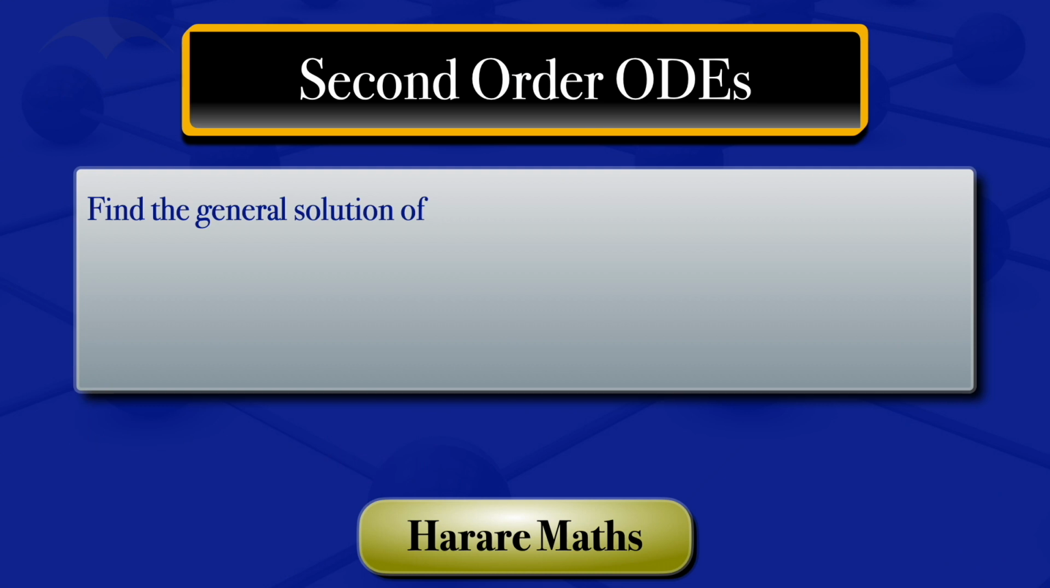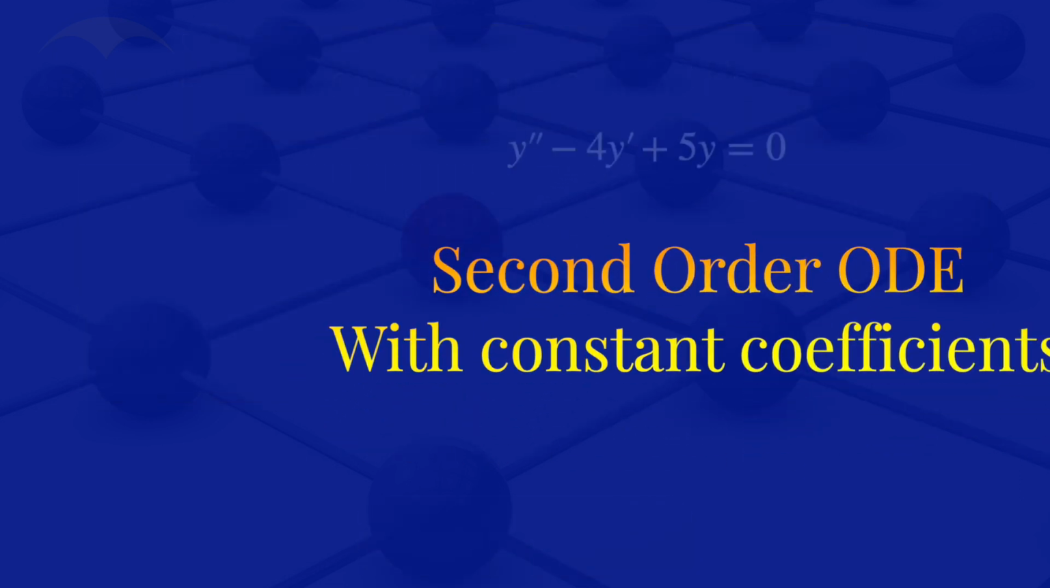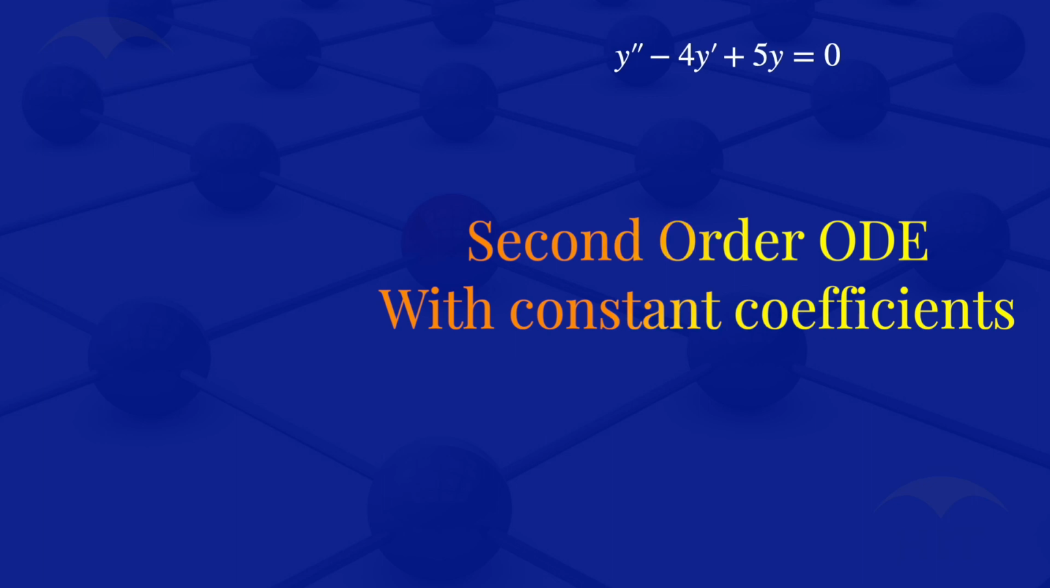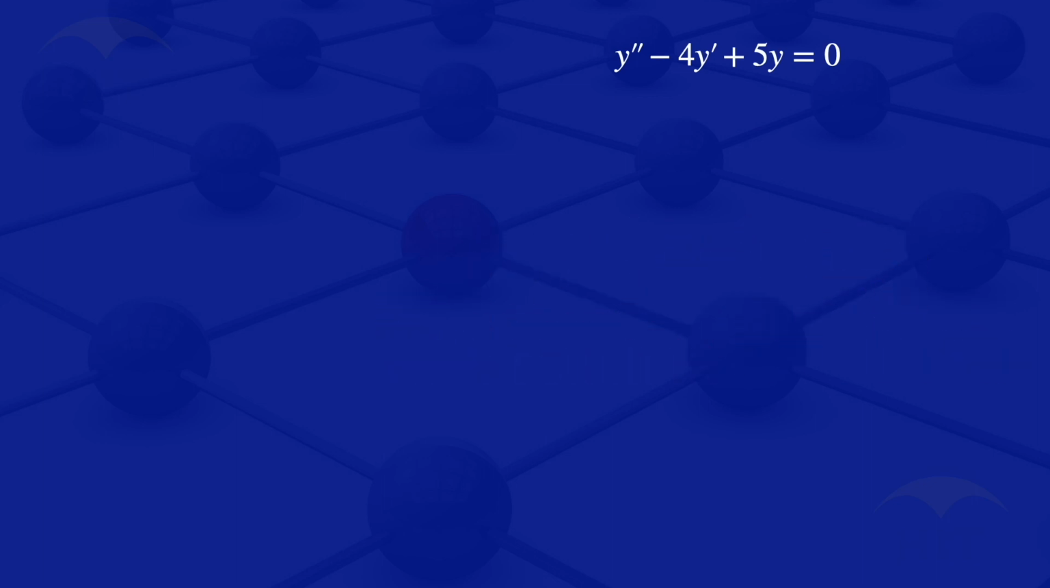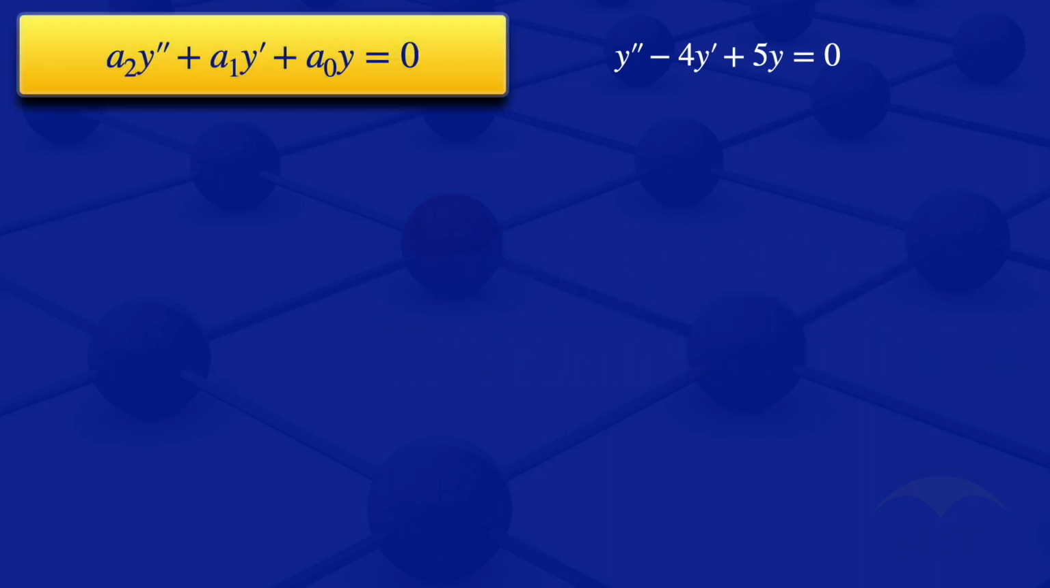In this video, I'm going to find the general solution of the ODE y'' - 4y' + 5y = 0. Now, this ODE that we are given is a second order ODE with constant coefficients. It is of the form a2 multiplied by y'' plus a1 multiplied by y' plus a0 multiplied by y equals 0.